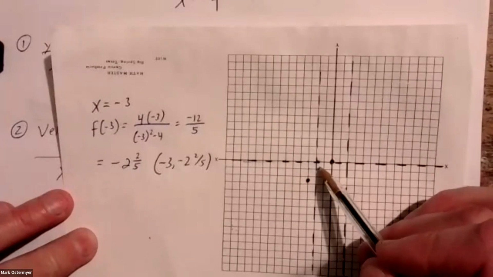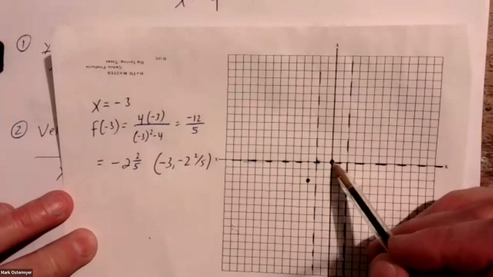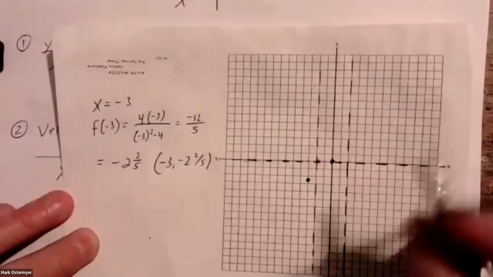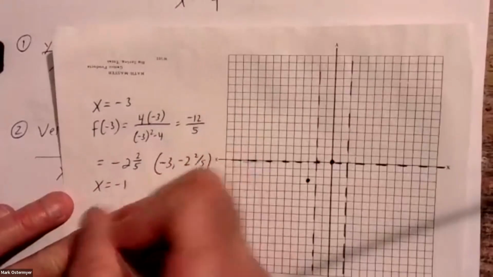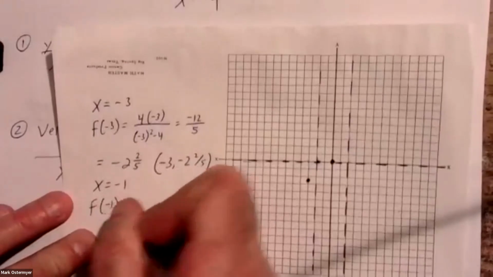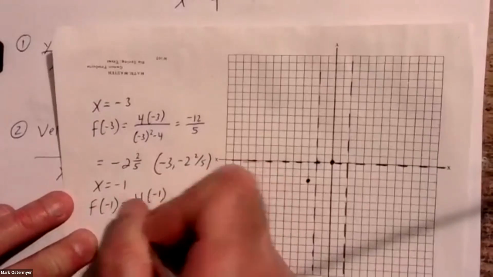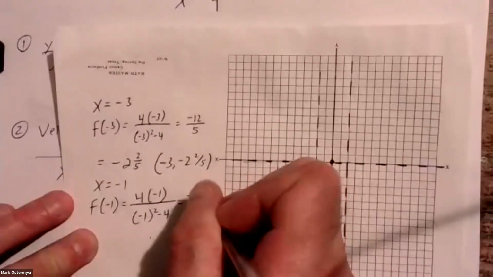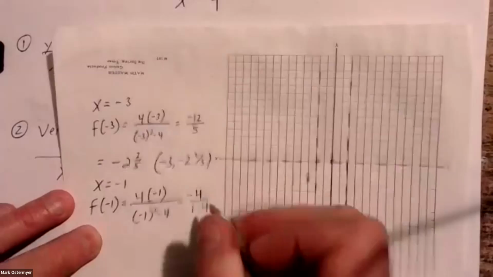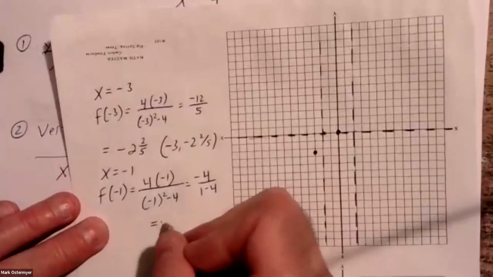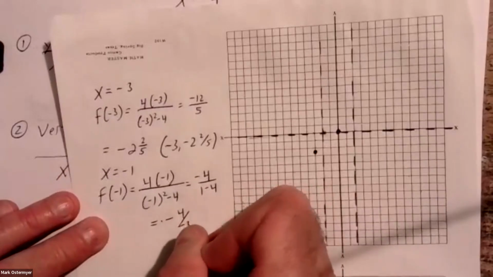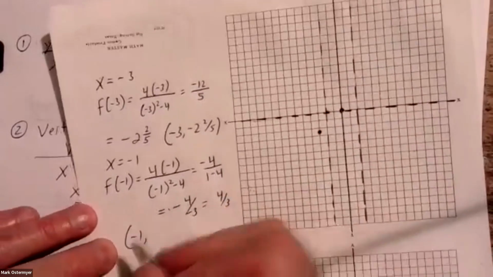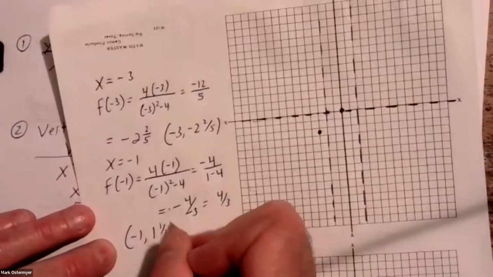Now give me a value between -2 and 0, the vertical asymptote and the x-intercept. How about -1? Let x be equal to -1. Evaluate your rational function at -1, which is going to be 4 times -1 over -1 squared minus 4. That's going to be -4 over 1 minus 4, which is -4 over -3, which is 4/3. So we have the point -1 and 1 1/3.